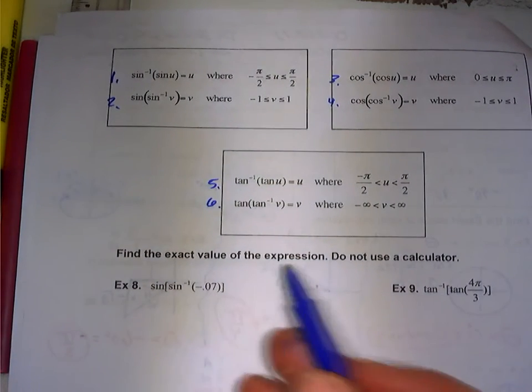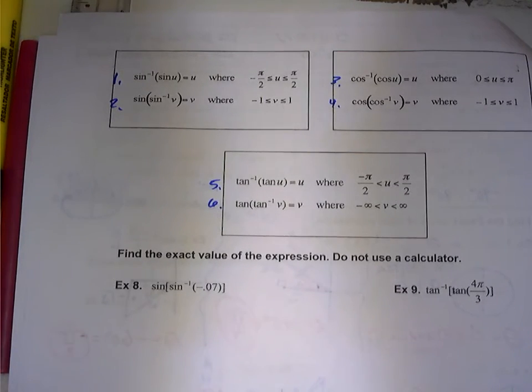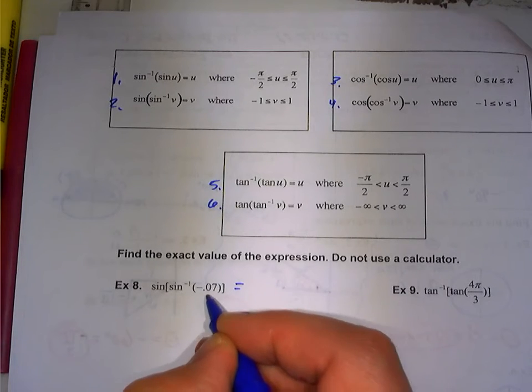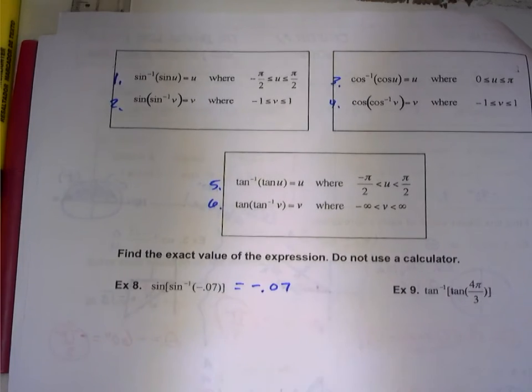It says find the exact value of the expression. Do not use a calculator. For what we need it for, we're just going to say yes or no. Is the sine of the inverse sine of negative 0.07 equal to negative 0.07? Is that a yes or no?